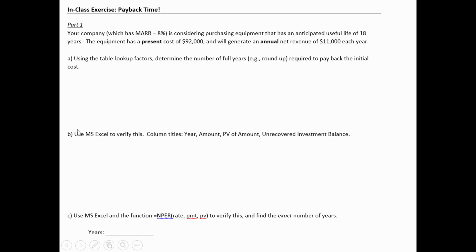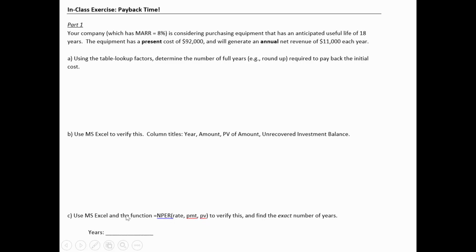Now, in Part B, you're going to use Excel, and I tell you which column titles to use to do the unrecovered investment balance. But in Part C, there's a new function that I'm introducing here. It's a function called NPER, and what that means is number of periods. It tells you the payback time when you enter an interest rate, the payment amount, and a present value.